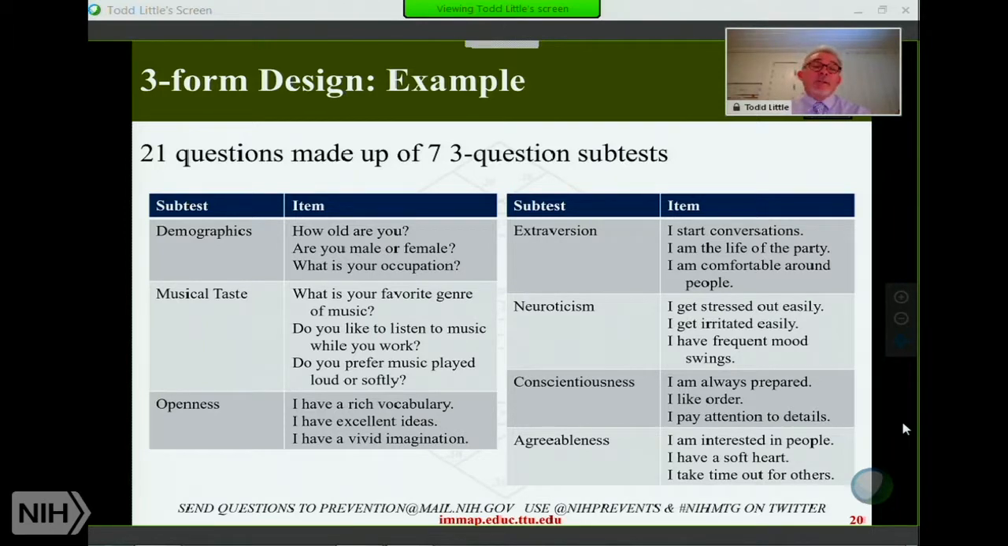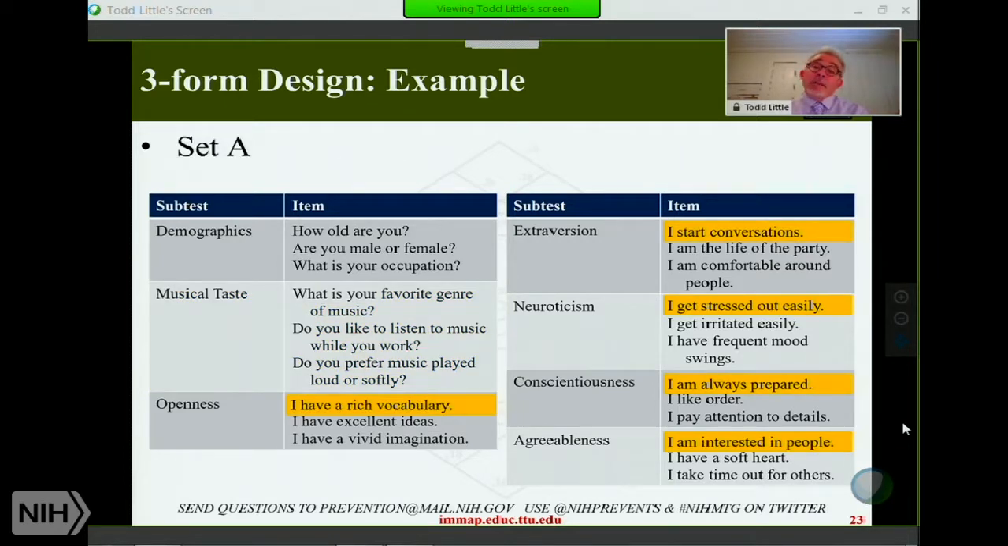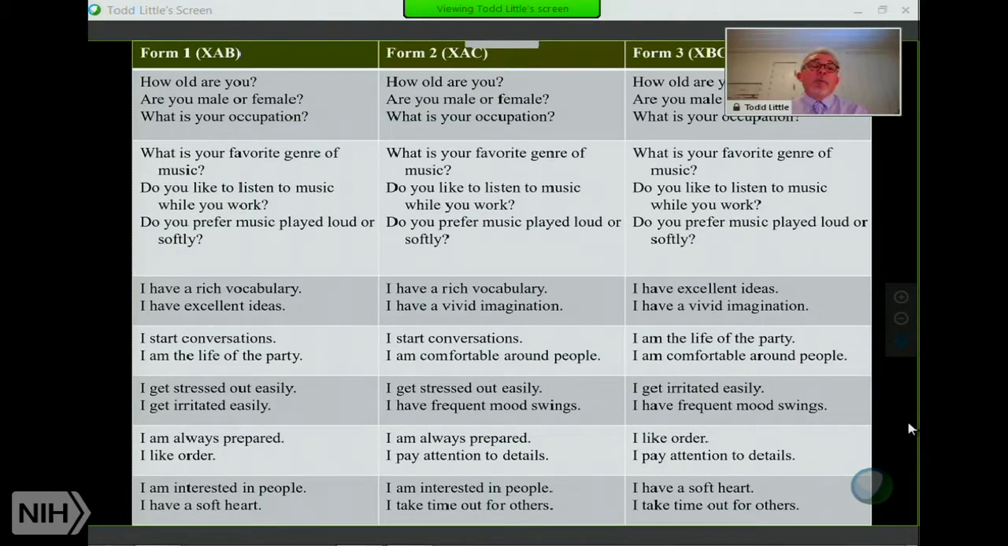Three-form design. So here's an example where I have questions made up of demographics. I'm looking at musical taste. I have the Big 5. So what I'm going to do is put the demographics and the musical taste. They go into the X set. I take the first item from each of the Big 5 and assign them to variable set A. Take the next and assign them to variable set B, and the next to variable set C. And here then I create forms. Form 1 has the X, A, and B items. Form 2 has X, A, and C. And Form 3 has X, B, and C.